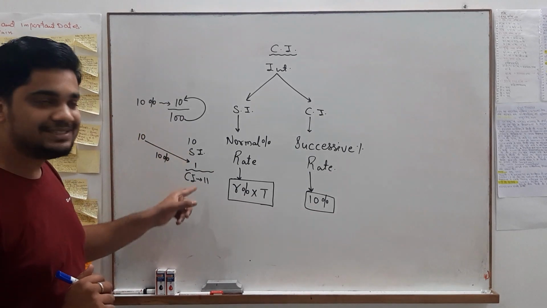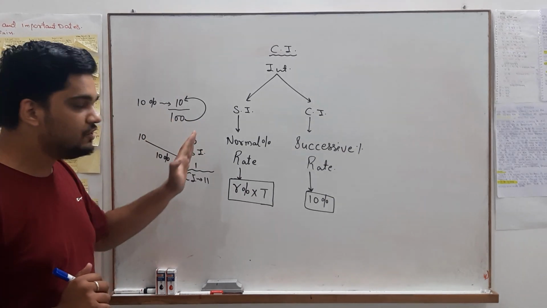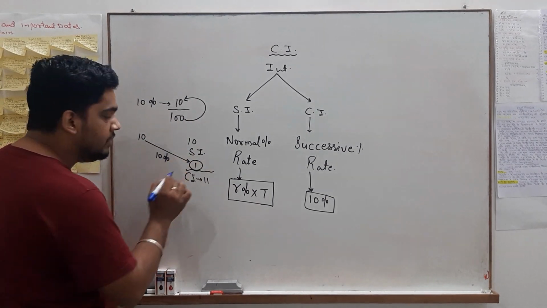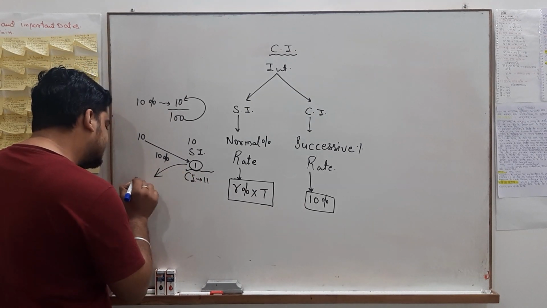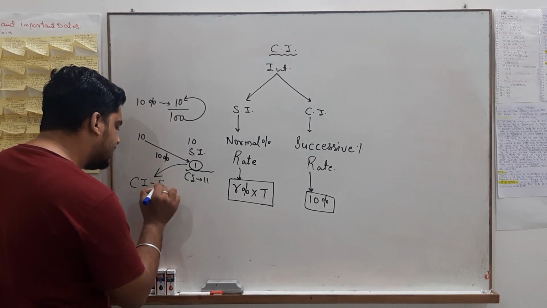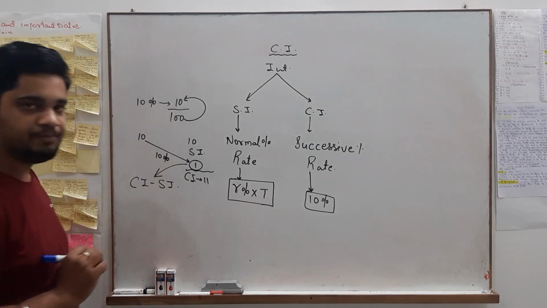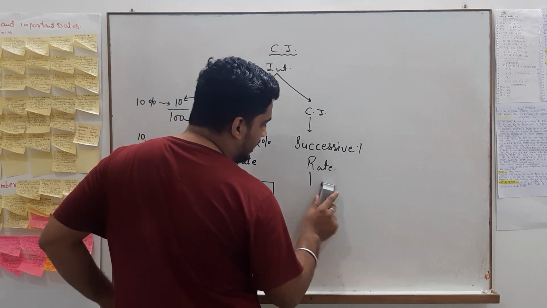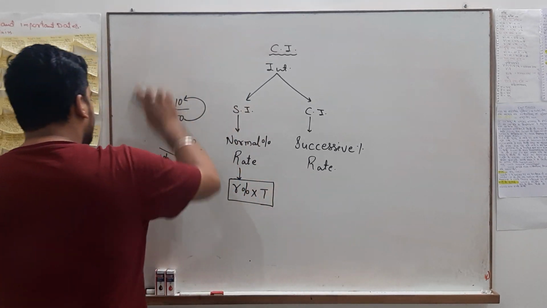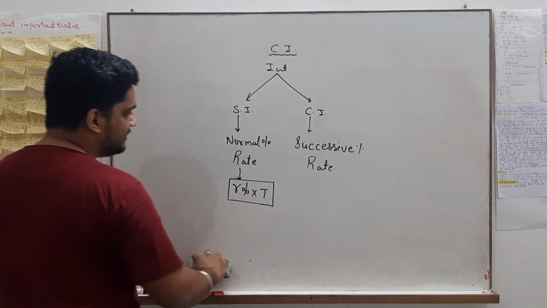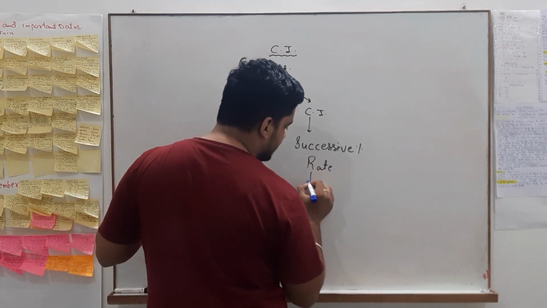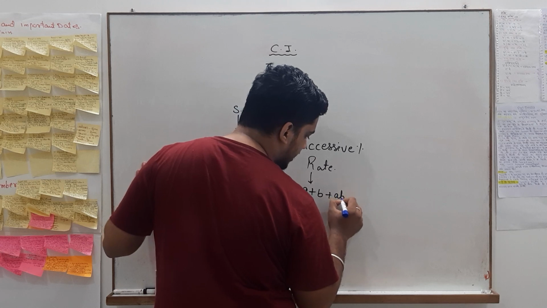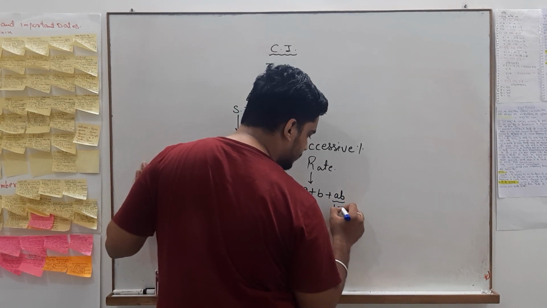This is known as successive percentage rate. Similarly, if someone asks you what this one is, we can say that this is the difference between compound interest and simple interest. Are you getting my point? So now there is a formula for successive percentage rate, which is A plus B plus AB upon 100.